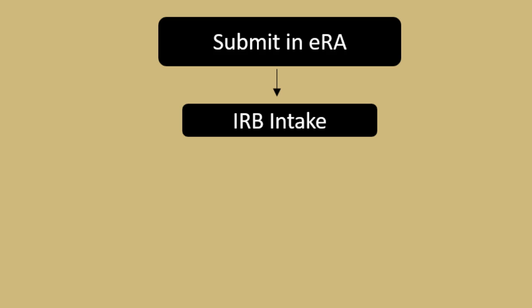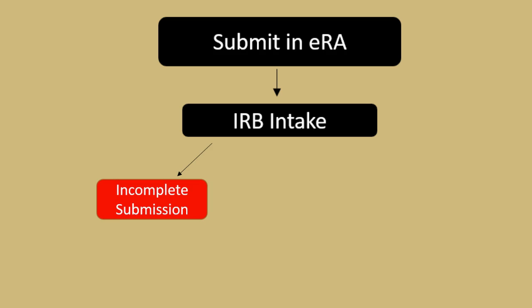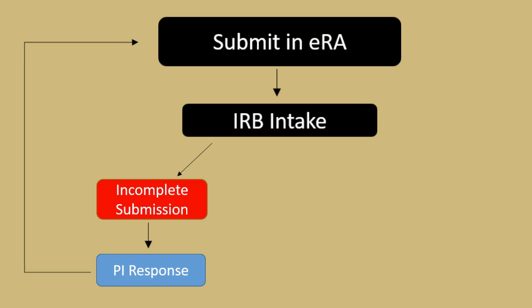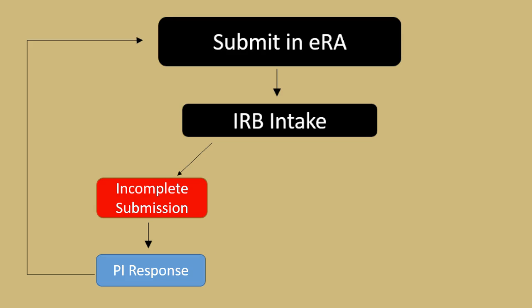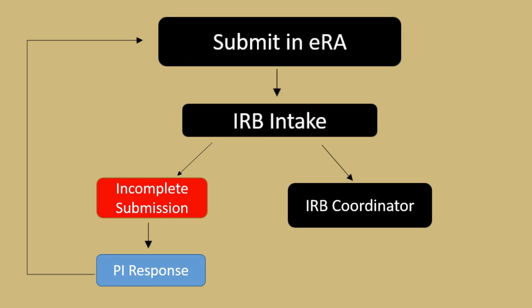During IRB intake, IRB staff review submissions to ensure they are complete before assigning them to an IRB coordinator for review. If documents or information are missing from the submission, the reviewer changes the status to incomplete, and the investigator will need to respond to the incomplete in ERA. When the response is submitted, the IRB review clock starts over. If the submission is complete, it is assigned to an IRB coordinator for review.